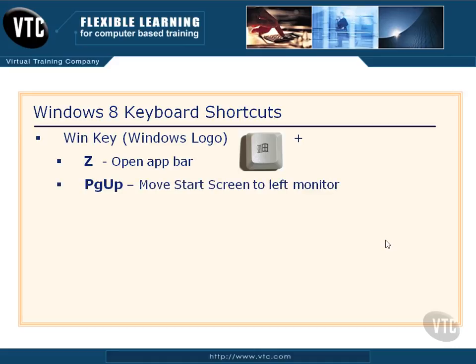The Win logo key and Page Up will move the start screen to the left monitor. The Win logo key and Page Down will move the start screen to a right monitor when you have dual monitors going. You're going to like these keyboard shortcuts.